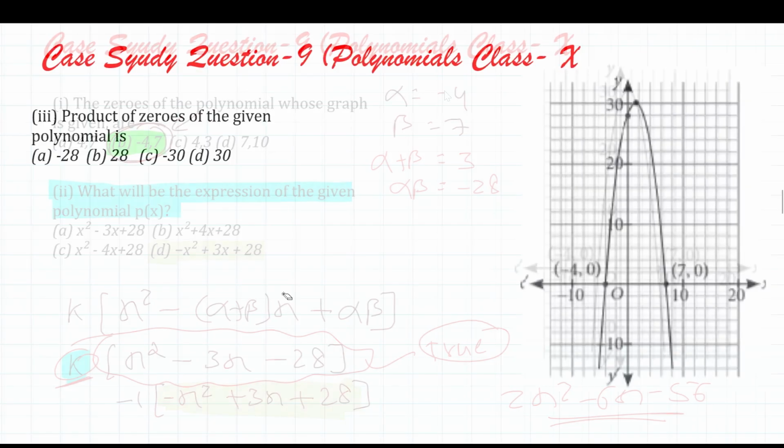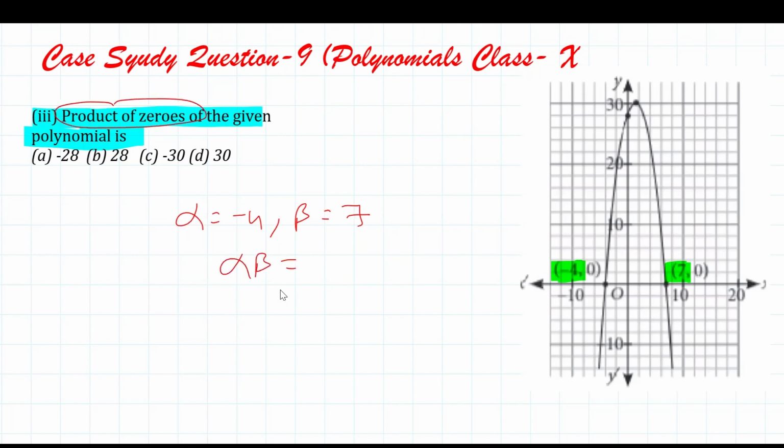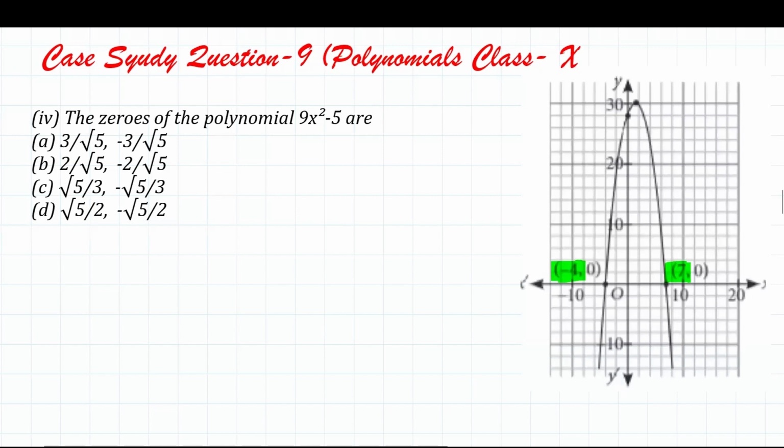Now let's come to the third part. In the third part, they're asking to find the product of the zeros of the polynomial. They should have given this before the second part. Well, we have already calculated. As you can see, -4 and 7 are the zeros of the polynomial. Let's say alpha is -4 and the other zero, beta, is 7. So we have to find what? The product. So the product is alpha into beta, and this multiplied by this is -28. This should have been asked before the second part.